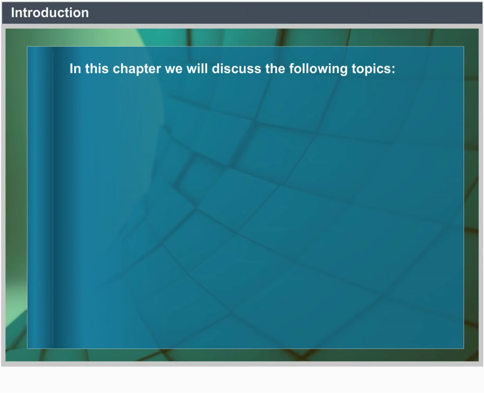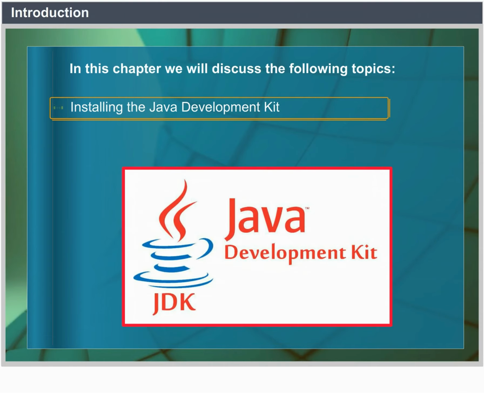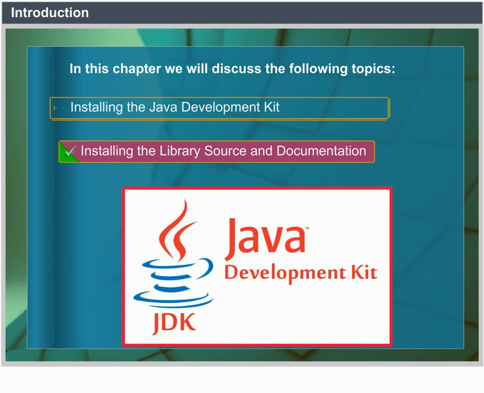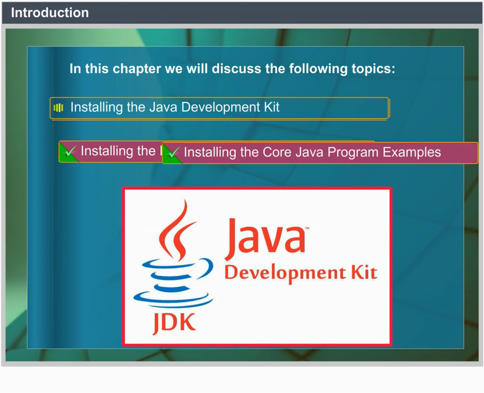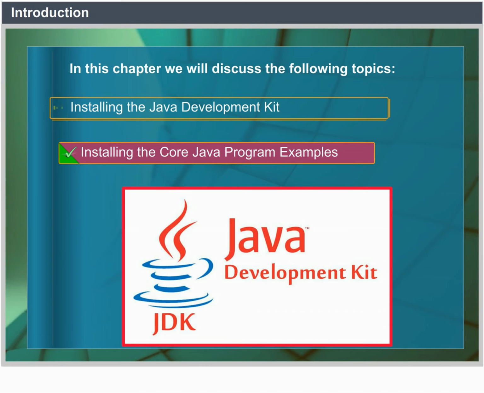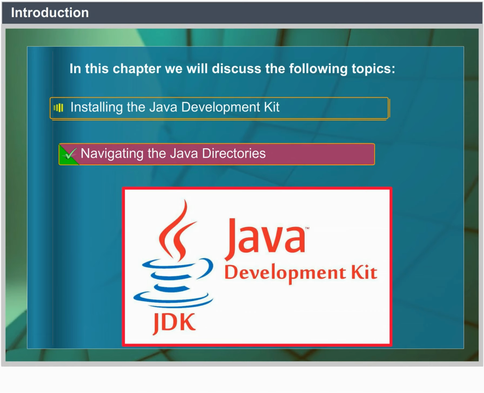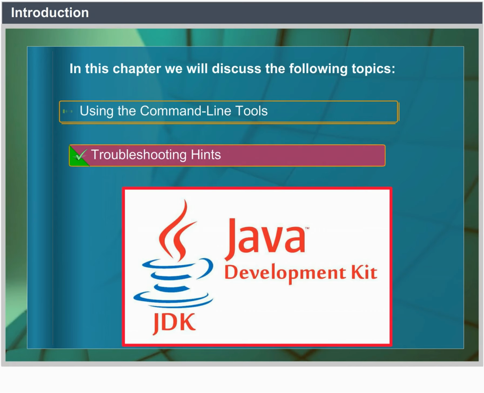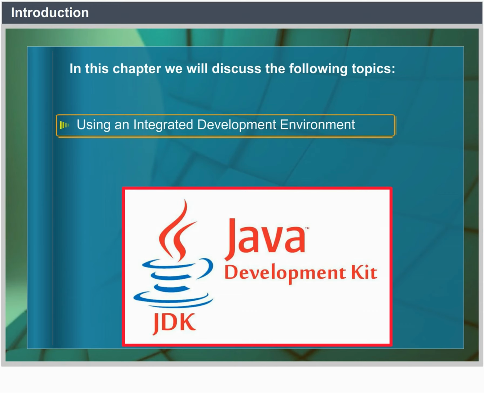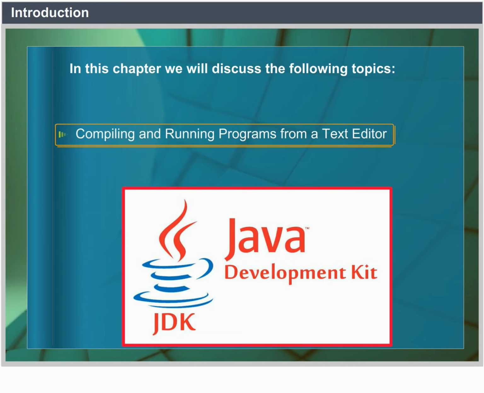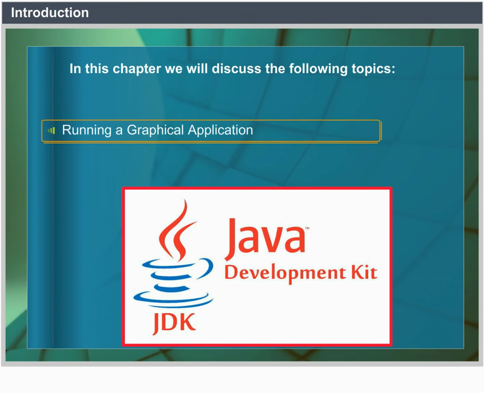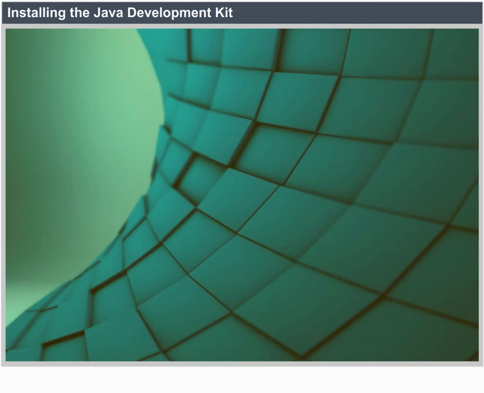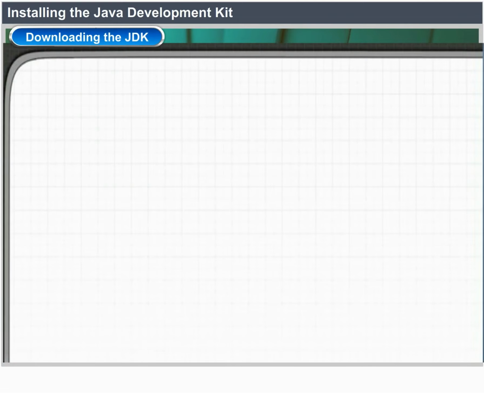In this chapter, we will discuss the following topics: installing the Java Development Kit, downloading the JDK, setting the executable path, installing the library source and documentation, installing the core Java program examples, navigating the Java directories, choosing a development environment, using the command line tools, troubleshooting hints, using an integrated development environment, compiling and running programs from a text editor, running graphical applications, building and running applets.